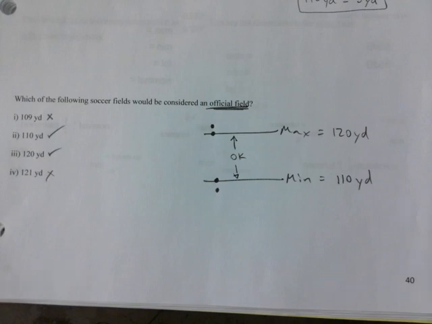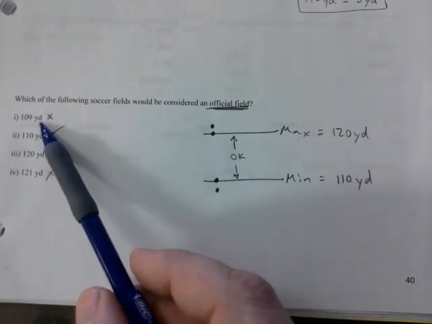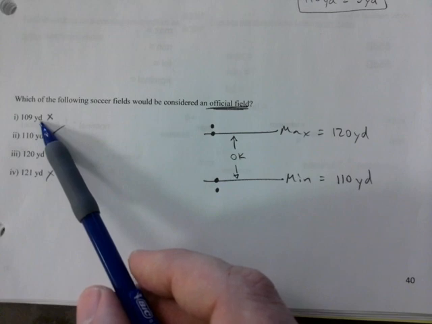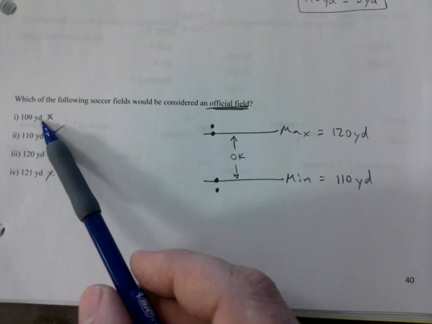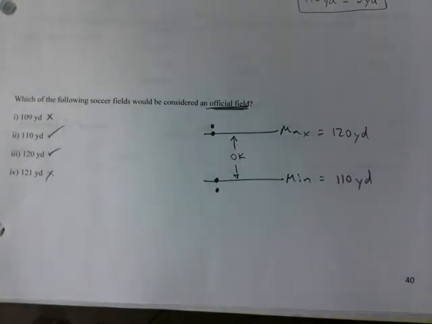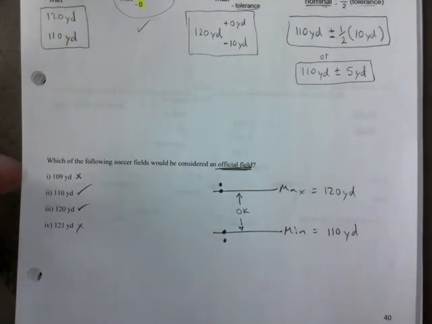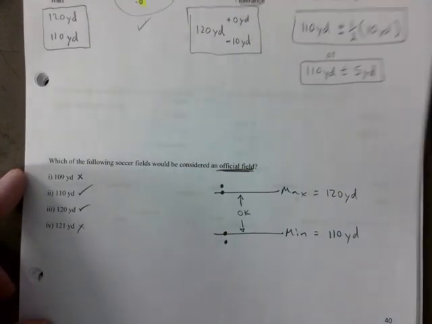I know this is silly, but what if they asked you to explain why 109 would not be okay in this scenario? You could probably say, well, if the field is shorter than the official length, it would be an unfair advantage maybe for the home team. They have to run a little less. I don't know. Again, the other team would also. So in this case, it wouldn't be a very good example, but sometimes they've done that. Explain why, if you're outside the tolerance, why would you not be allowed to use it?